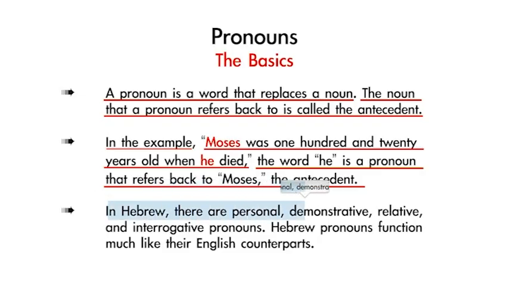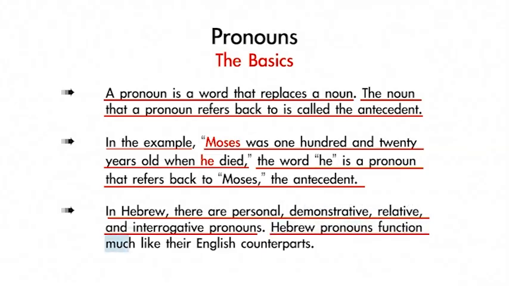In Hebrew, there are personal, demonstrative, relative, and interrogative pronouns. Hebrew pronouns will function much like their English counterparts. Let's first consider the independent personal pronouns in Hebrew. They're called independent personal pronouns because they stand alone. They're not prefixed, and they do not appear as suffixes on any other words. They're their own self-contained unit. Pretty much this list is a vocabulary list for you. You don't need to memorize the paradigm per se, but you do need to memorize the meaning of each form.